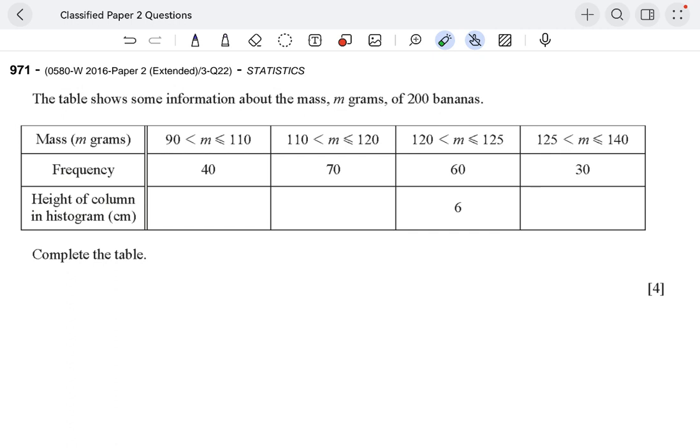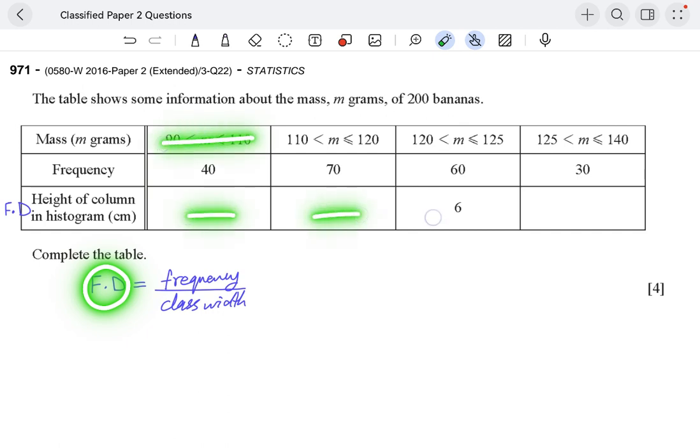We are asked to find the height of these columns in order to draw the histogram. And actually, if you want to draw a histogram, you need to calculate the frequency density. And how can we find the frequency density? To find the frequency density, divide the frequency over the class width or class length. This is the rule. So I will apply this rule to find the frequency density of each interval.